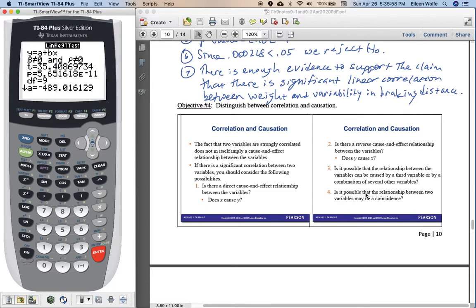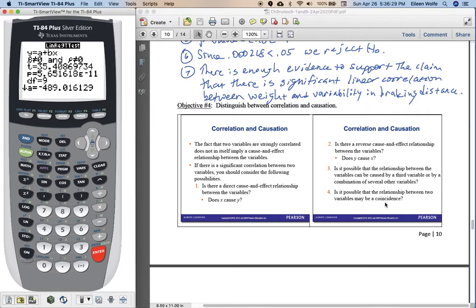And then finally, the relationship could just be a coincidence. My favorite coincidence example is to say, what if I see a significant correlation between drowning and beer sales? Well, the coincidence could just be when it's hot outside, people drink more beer and people swim more often. So naturally, beer sales go up and drownings go up, but not because the beer caused the drownings.